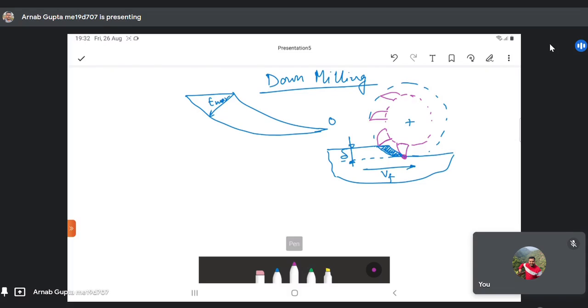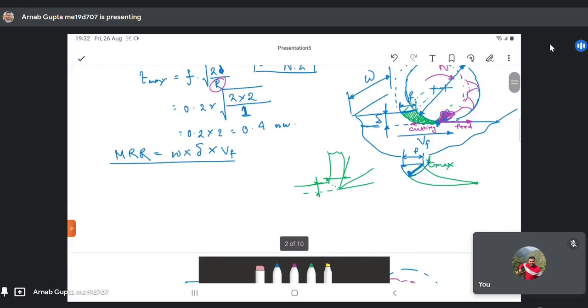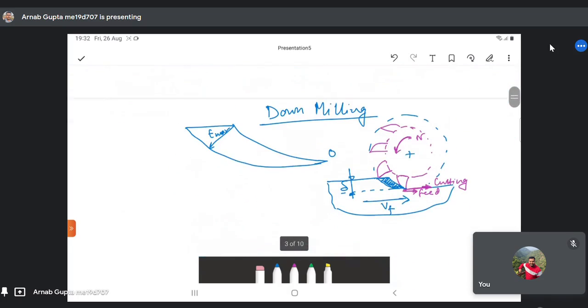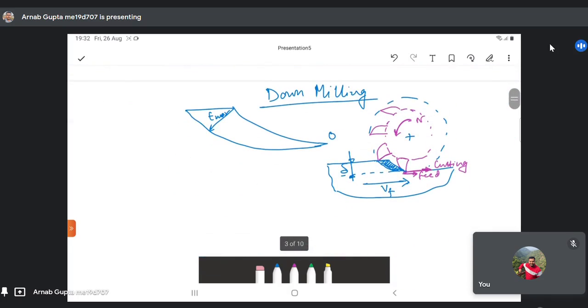So how will you identify this is a case of down milling? You can see that the milling cutter is rotating in this particular direction at a speed say n rpm. So this is the cutting velocity, and the feed velocity is also in the same direction. It will be less than the cutting velocity, but is also in the same direction. Say this is feed. So this is a case of down milling, and in the previous case you can see this was a case of up milling operation. Here also you can apply the same formula to calculate Tmax.